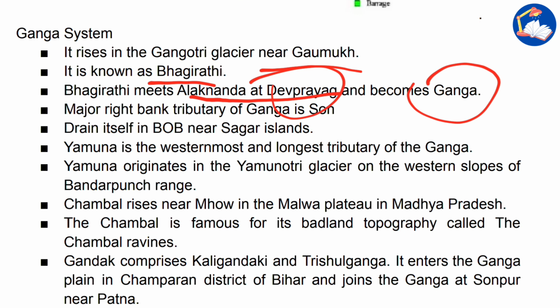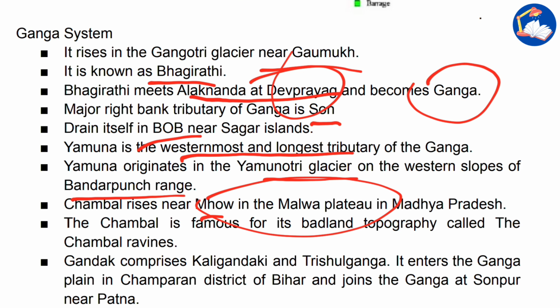The major right bank tributary of Ganga is Son. Ganga drains into the Bay of Bengal near Sagar Island. And Yamuna is the westernmost and longest tributary of Ganga. Yamuna originates in the Yamunotri glacier on the western slopes of the Bandarpunch range. Now Chambal rises in the Malwa Plateau. We have seen the map of Malwa Plateau before when we discussed the Peninsular Plains, in Madhya Pradesh or the Central Highlands.